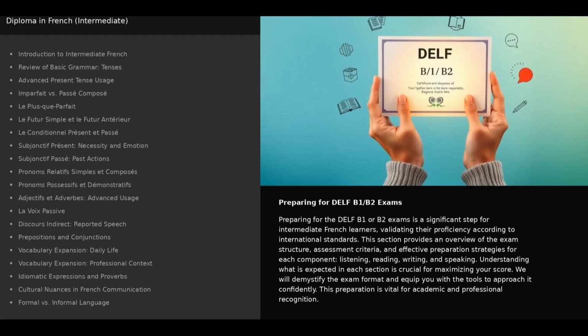Understanding what is expected in each section is crucial for maximizing your score. We will demystify the exam format and equip you with the tools to approach it confidently. This preparation is vital for academic and professional recognition.